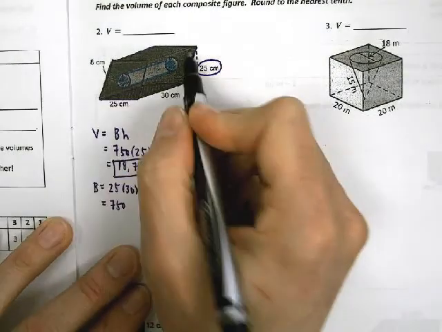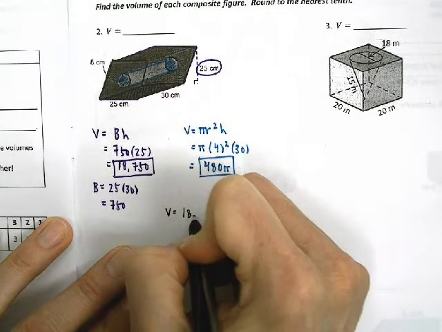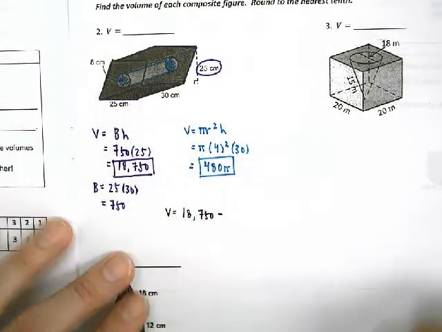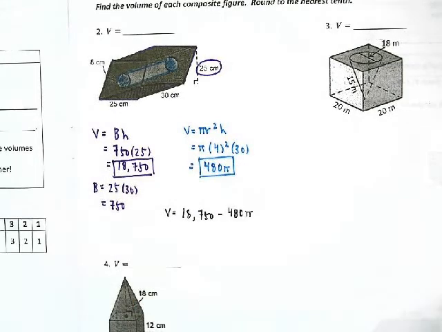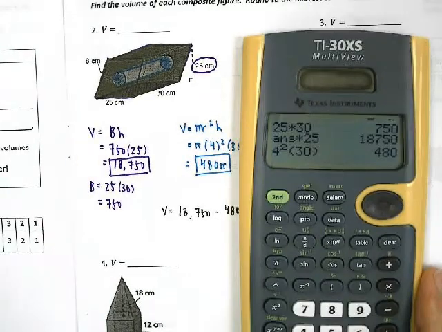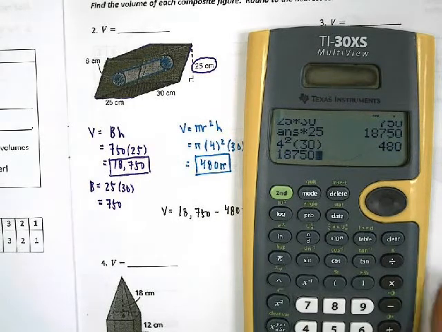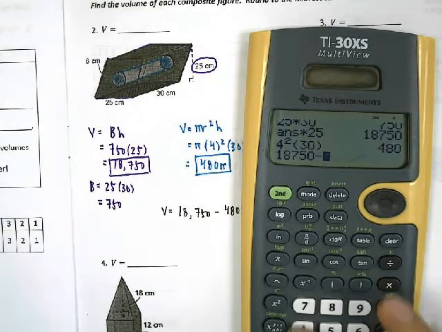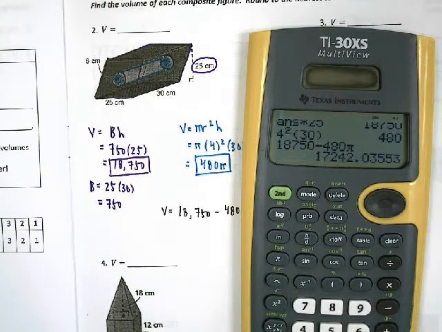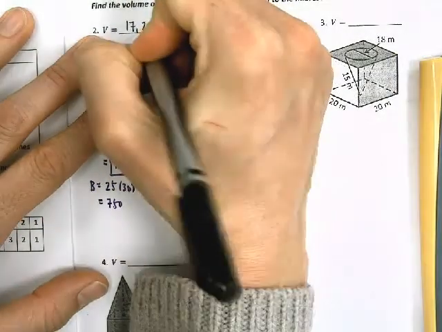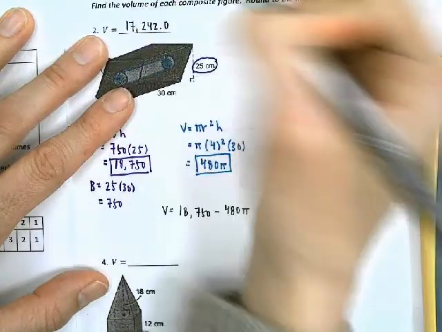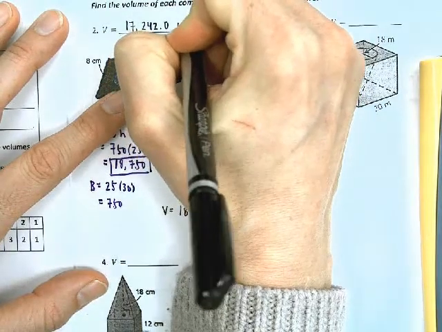I'm going to take my larger shape, which was the 18,750, and I'm going to subtract 480 pi. And now, once we get this answer out, now is when we'll round. So 18,750 minus 480 pi, and I get 17,242.0, really. And that would be cubic centimeters.